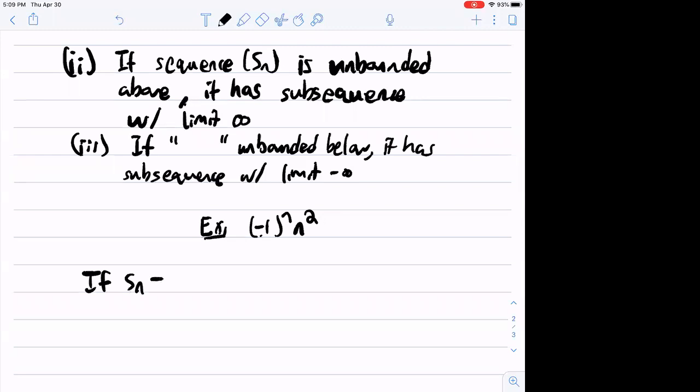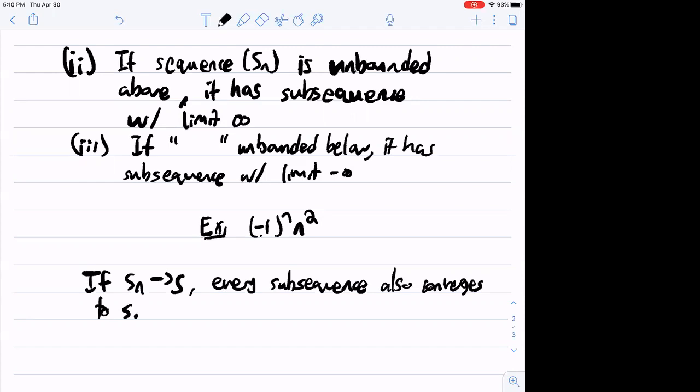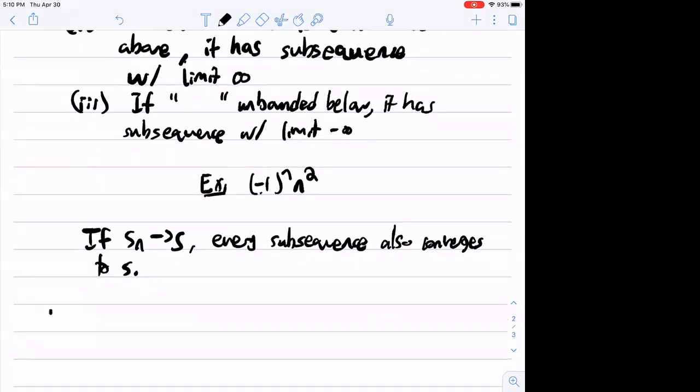If Sn converges to S, every subsequence also converges to S. Hopefully this is clear, right? Because if you think of the subsequence as a list, if the whole list went to S, a subset of that list will still go to S, right? So, okay. This thing I won't go over, but you could read the proof of 11.4. This thing is very important.